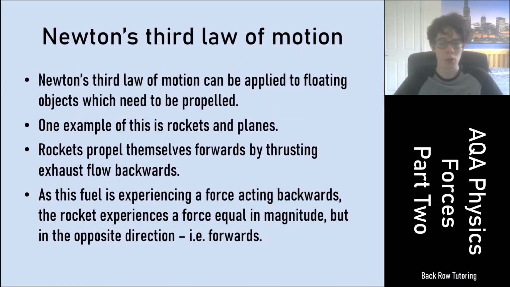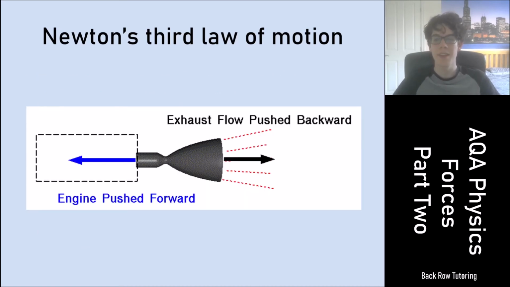Newton's third law of motion can be applied to floating objects which need to be propelled. One example of this is rockets and planes. Rockets propel themselves forwards by thrusting exhaust flow backwards. As this fuel is experiencing a force acting backwards, the rocket experiences a force equal in magnitude but in the opposite direction, i.e. forwards. And this little diagram here shows how that works.